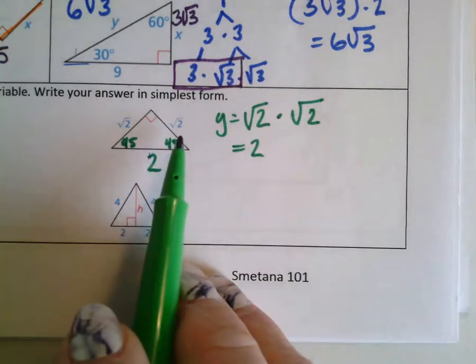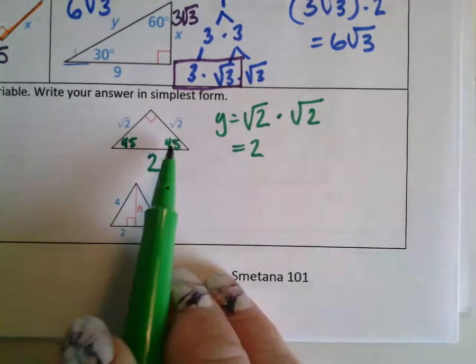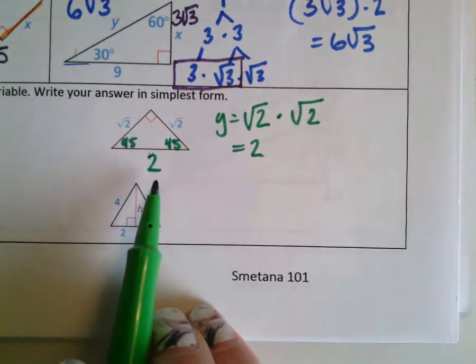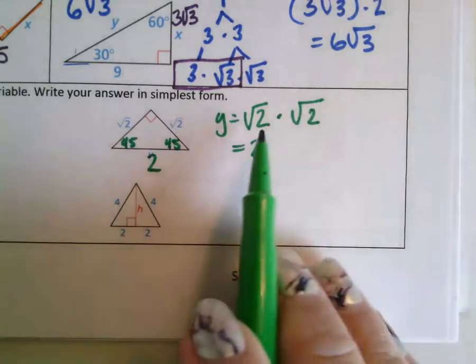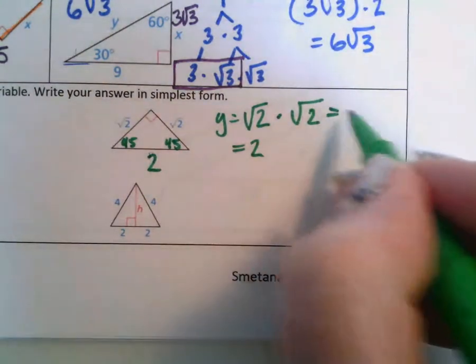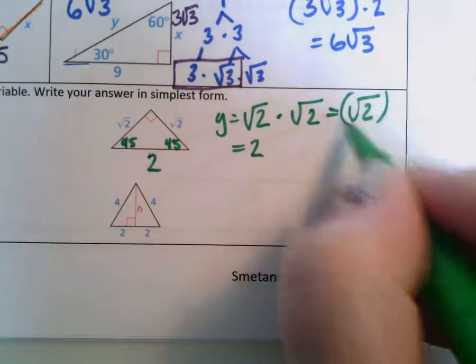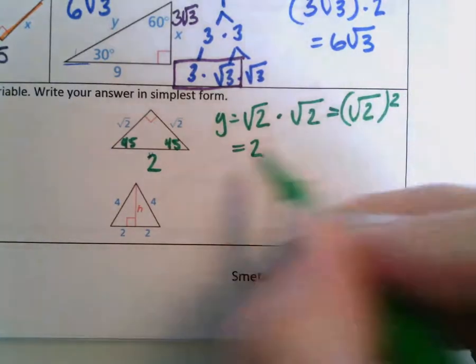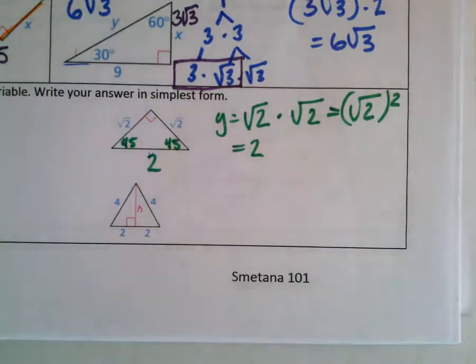Okay, again, this is the square root of 2, and this is a 45, so all I have to do is take the leg and multiply it by the square root of 2. Well, the square root of 2 times the square root of 2, that's the one where I was telling you it's squared. Well, a square undoes a square root, so it's just 2. Okay, 2 more.